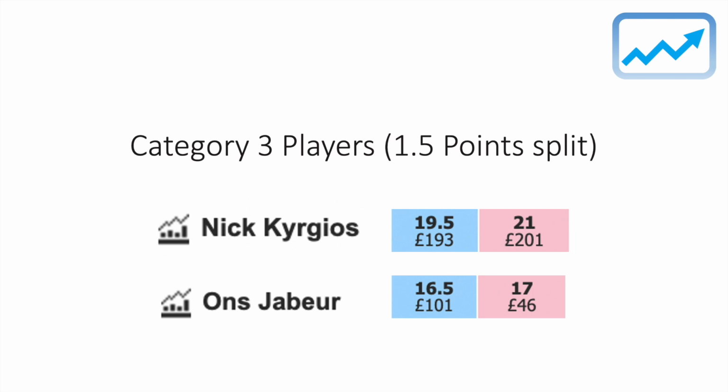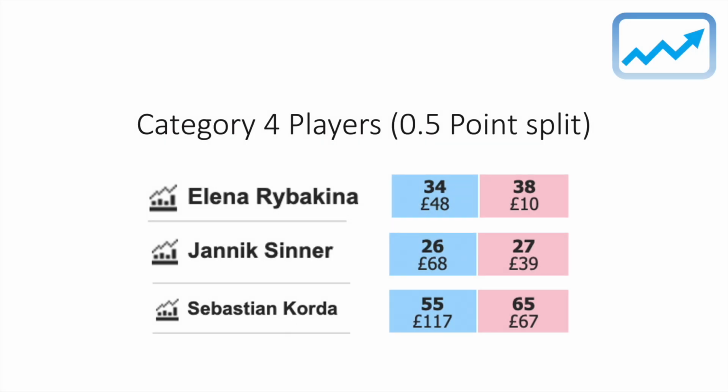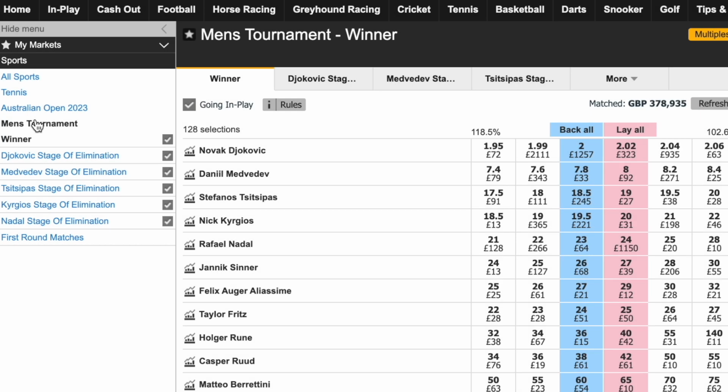And my category 4 players, which is half a point split between 2 and 4 players, I've gone for 3 players here. So I've gone for Rybakina, priced at 34, Yannick Sinner, priced at 26, and Sebastian Korda, which I think we got a lot of value there, at the price of 55. So those are my selections for my pre-match trading strategy.